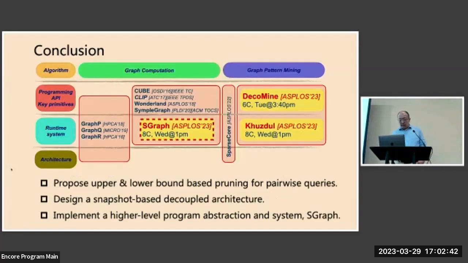Okay, so in conclusion, this paper proposed that when we consider pairwise queries in an evolving graph, we should consider both upper bound and lower bound. Based on that, we build a system with an interface that can support different graph algorithms, and the system is implemented with a snapshot-based decoupled architecture. Okay, that is the end.